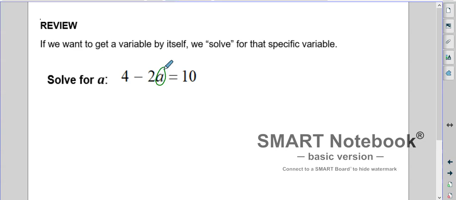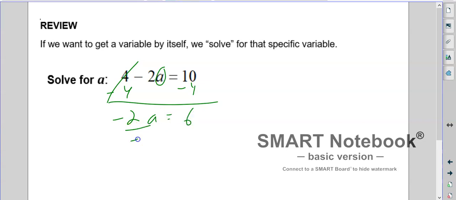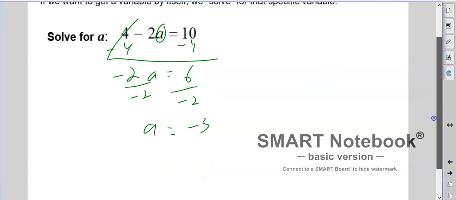All right, so the first thing we do is get rid of the furthest thing away, which is the 4. And that gives me negative 2a equals 6. And then we're going to divide by negative 2. So a is equal to negative 3. Okay, that's just basic algebraic solving that we've been doing for a while now.